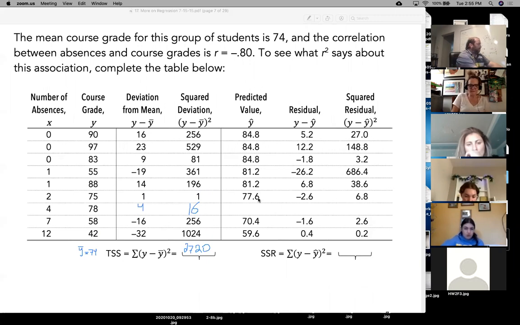77.6 minus 3.6. No, that's not what our equation is. Our equation is 84.8 minus 3.6 times x. Oh, because that's the best fit line. That's the best fit line. 84.8.